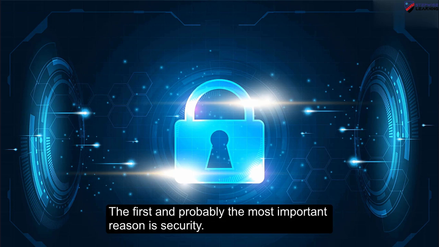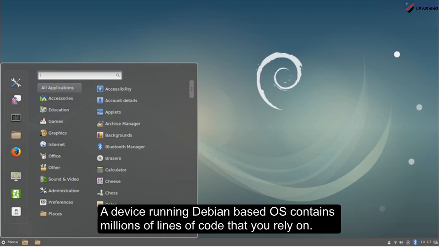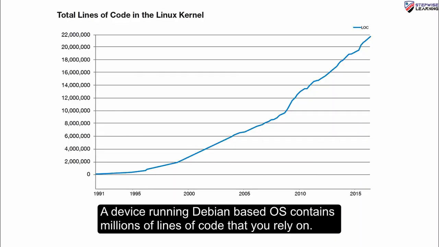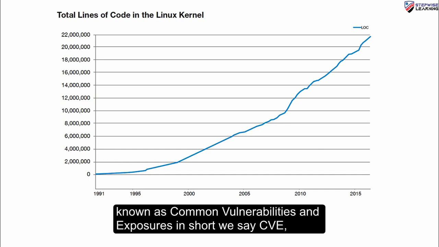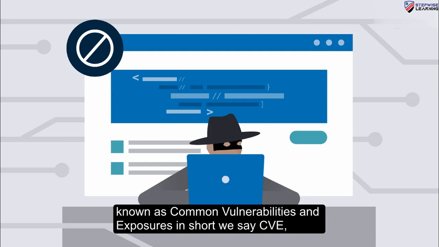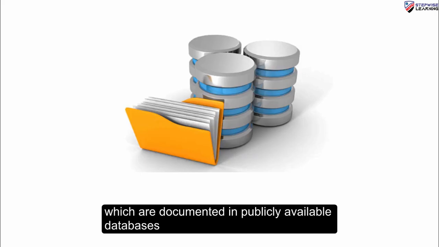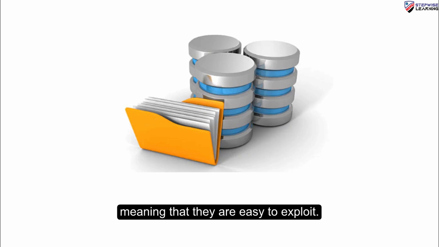The first and probably the most important reason is security. A device running a Debian based OS contains millions of lines of code that you rely on. Over time, these millions of lines of code will expose well-known vulnerabilities known as common vulnerabilities and exposures, in short we say CVE, which are documented in publicly available databases, meaning that they are easy to exploit.